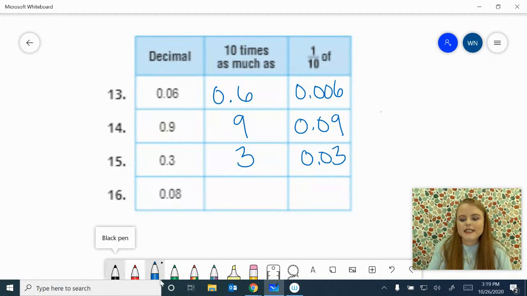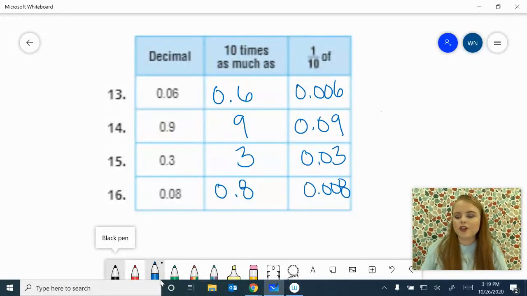For number 16, 10 times as much as, or 10 times bigger than it, would be 8/10. And 1/10 of would be 8/1000. I hope you got those correct. Now it's time to move on and do some on your own before you come meet me in the Google Meet.